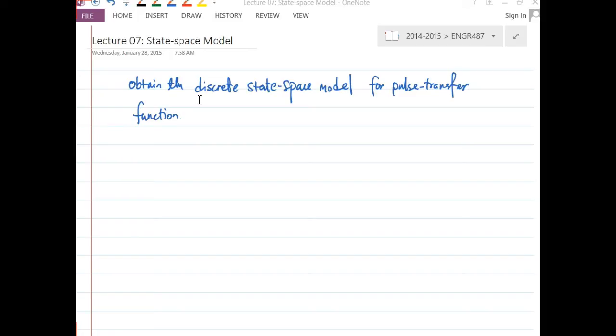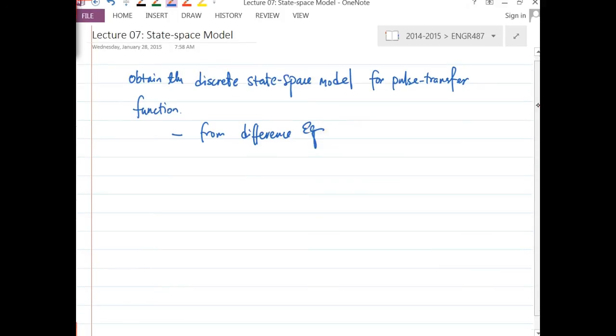Okay, so let's continue on obtaining this discrete state space model. Basically we're trying to obtain the discrete state model from a pulse transfer function. In the previous lecture, we mentioned that there are basically two different ways. One way is you can obtain it from the difference equation, which is the equivalent of a differential equation. Under this approach, you have to choose your state variables properly, and then you'll be able to create a state space model.